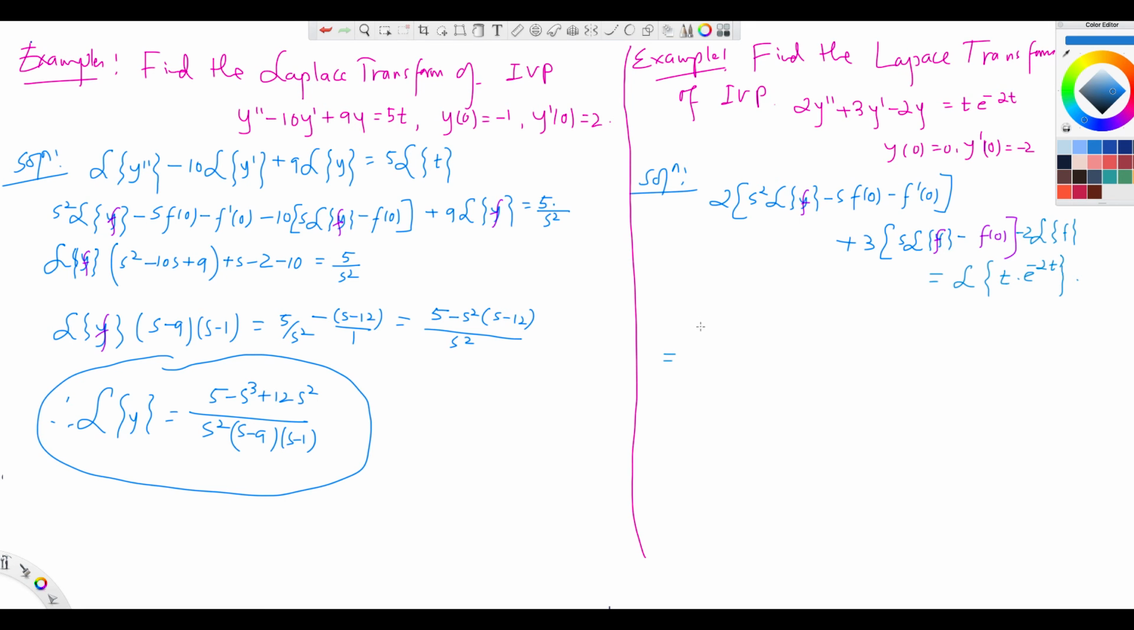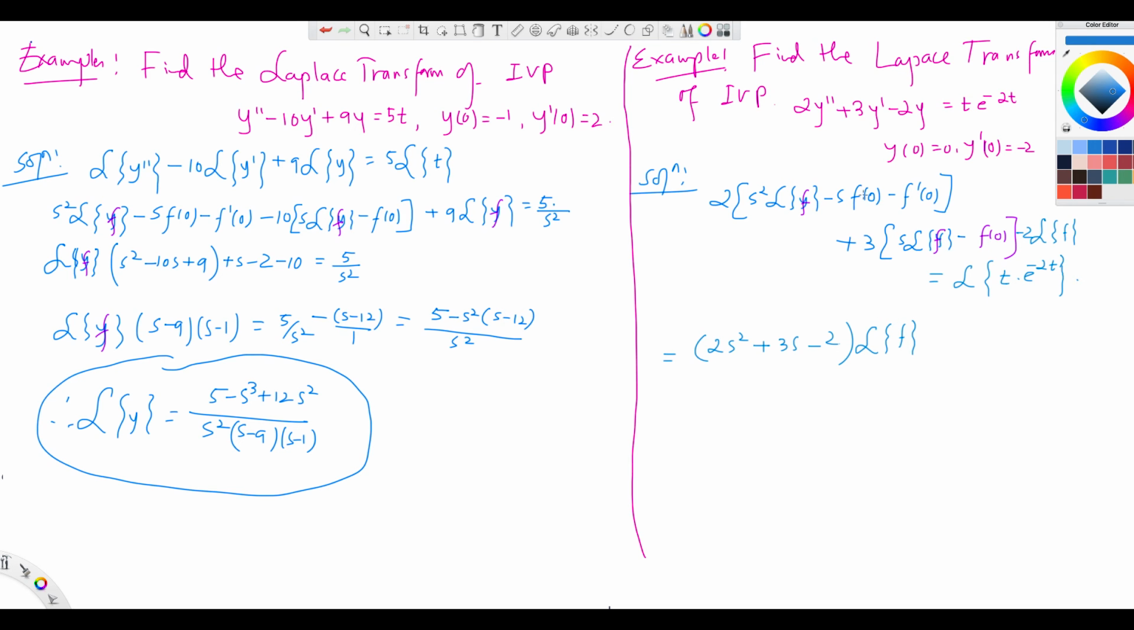So what do you get there is 2. So let me collect all the Laplace transform of f. What you get is 2s squared, from here there is a Laplace transform, right? And then plus 3s, and then minus 2, right? All of them have Laplace transform of f in common. You see that? So now we write down the remaining term.